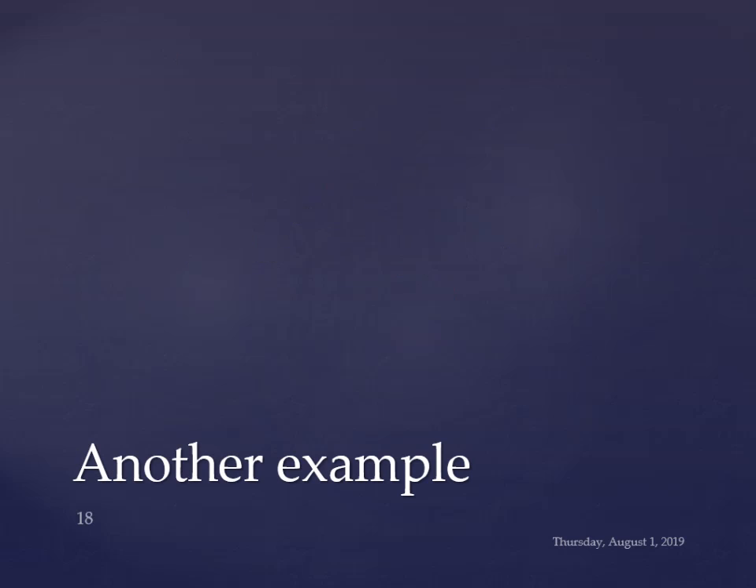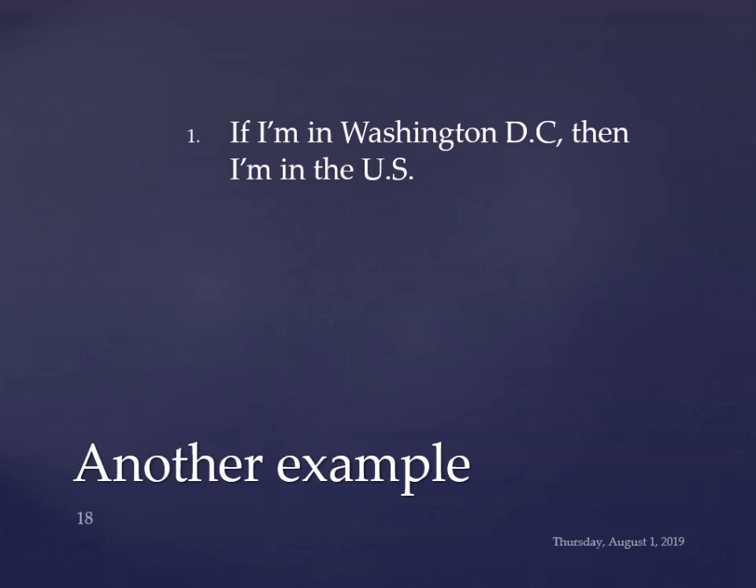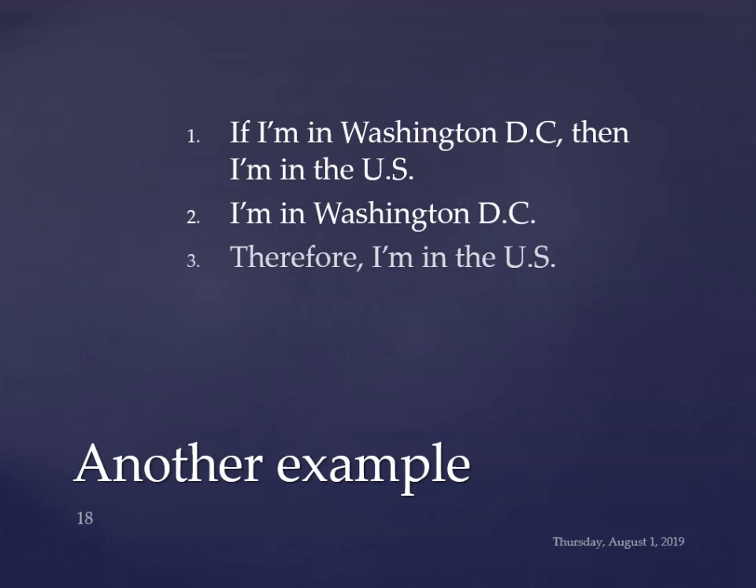All right, let's take a look at this argument here. If I'm in Washington, D.C., then I'm in the U.S. I'm in Washington, D.C., therefore I'm in the U.S. Now with this kind of argument, you can see right away that if the first 2 premises are true, then the conclusion has to be true. All right, and we've seen this sort of argument form a bunch now. It keeps popping up.